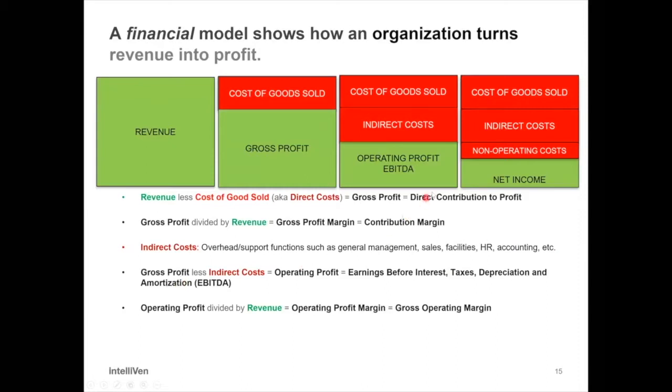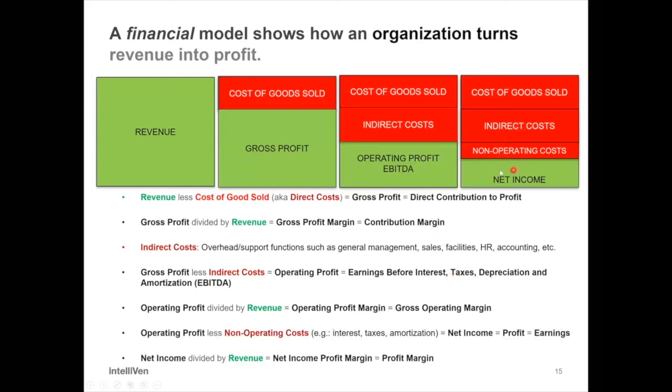Gross profit then is the operating profit after the indirect costs. So we get operating profit here. It's often referred to as earnings before interest, taxes, depreciation, and amortization. And if you were to break it here, earnings before interest and taxes, it would be called EBIT instead of EBITDA. And if you break it at the very end, it's just earnings after everything. So operating profit divided by revenue is the operating profit margin, or the gross operating margin.